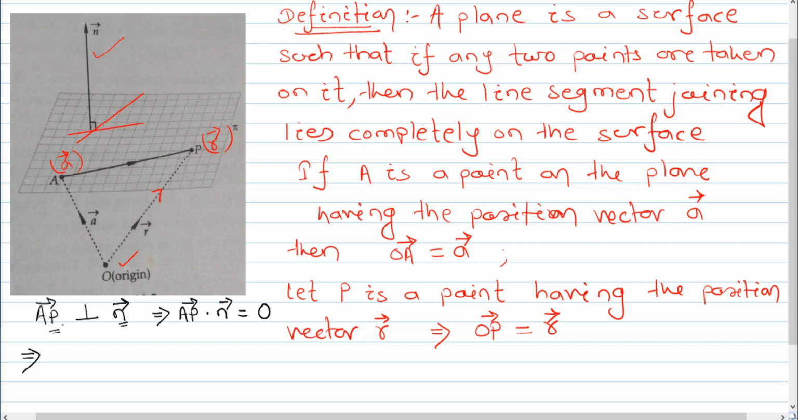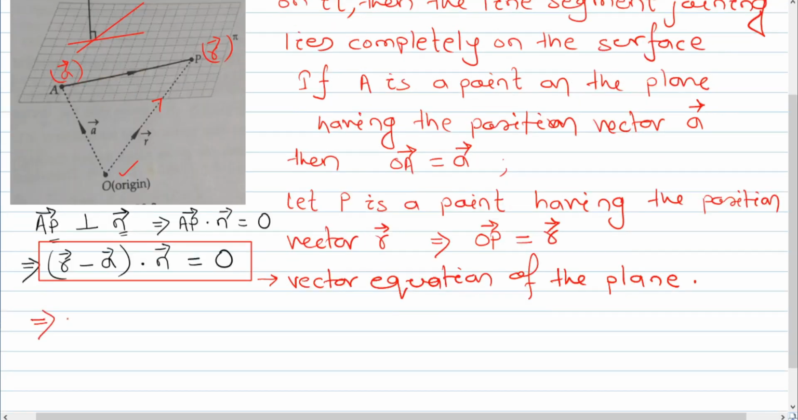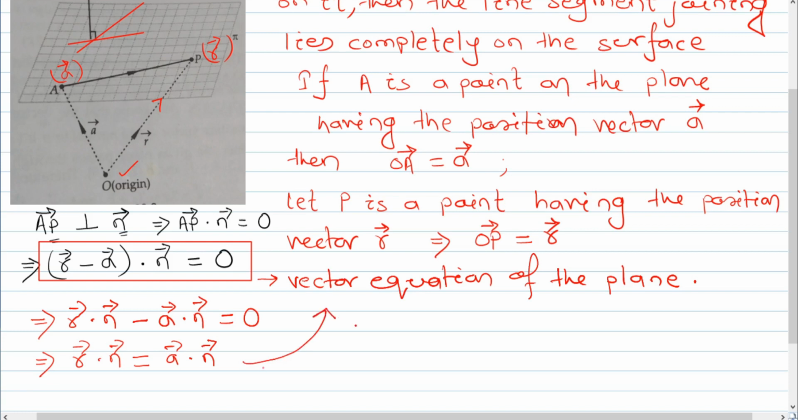What do you mean by AP vector? AP vector means position vector of P, that is r, minus position vector of A, that is a. So (r minus a) dot n vector is equal to 0. This equation itself is known as the vector equation of the plane. This can be written as r vector dot n vector minus a vector dot n vector is equal to 0, or r dot n is equal to a dot n. This is also the vector equation of the plane.